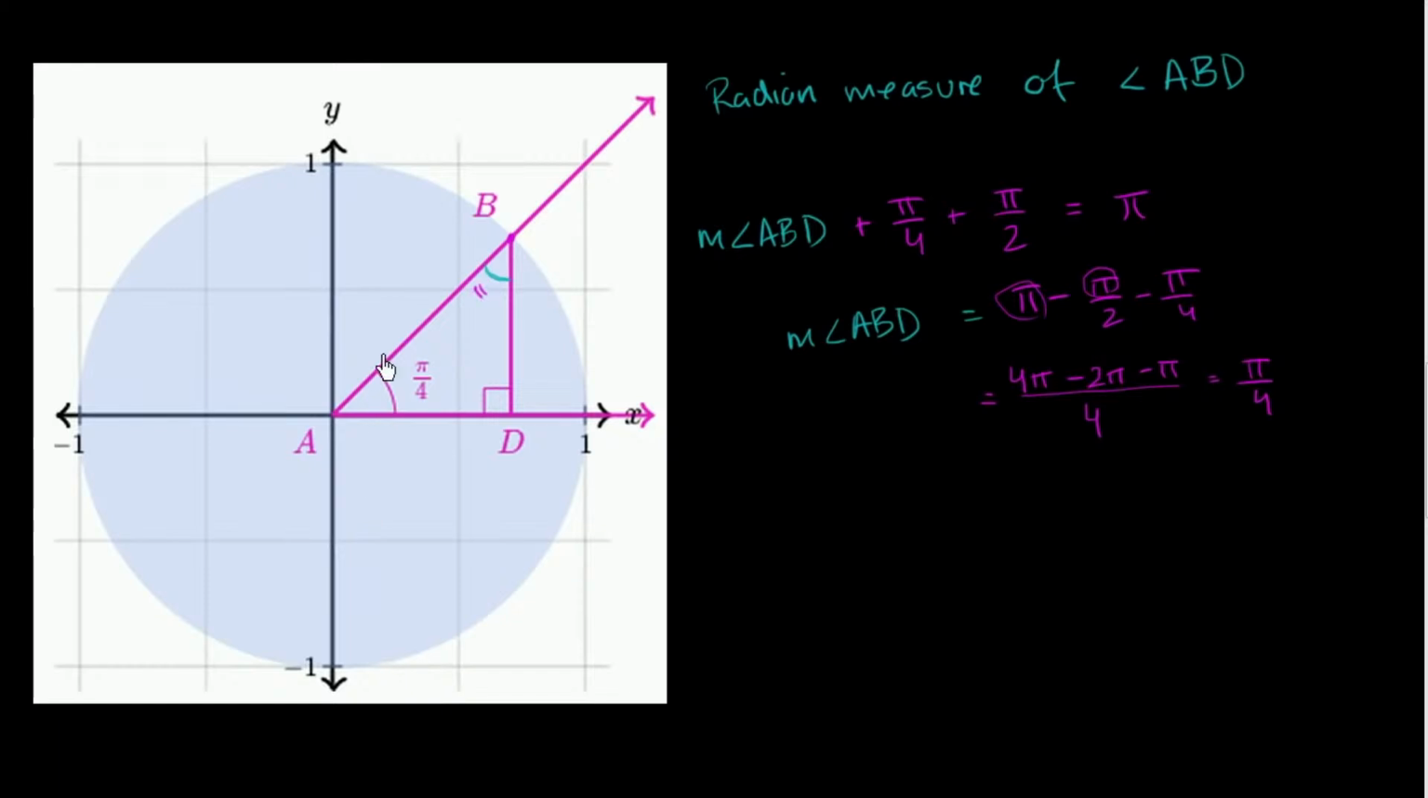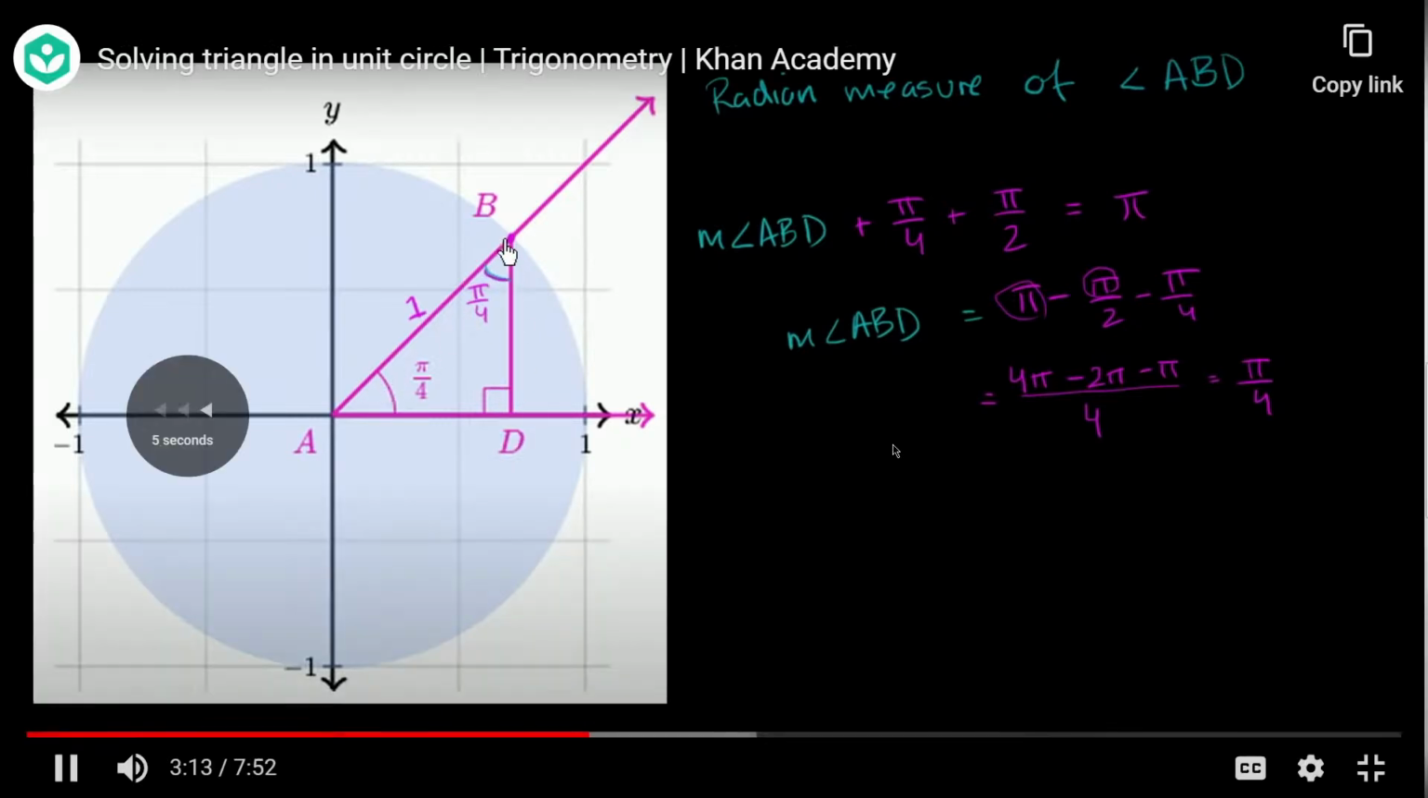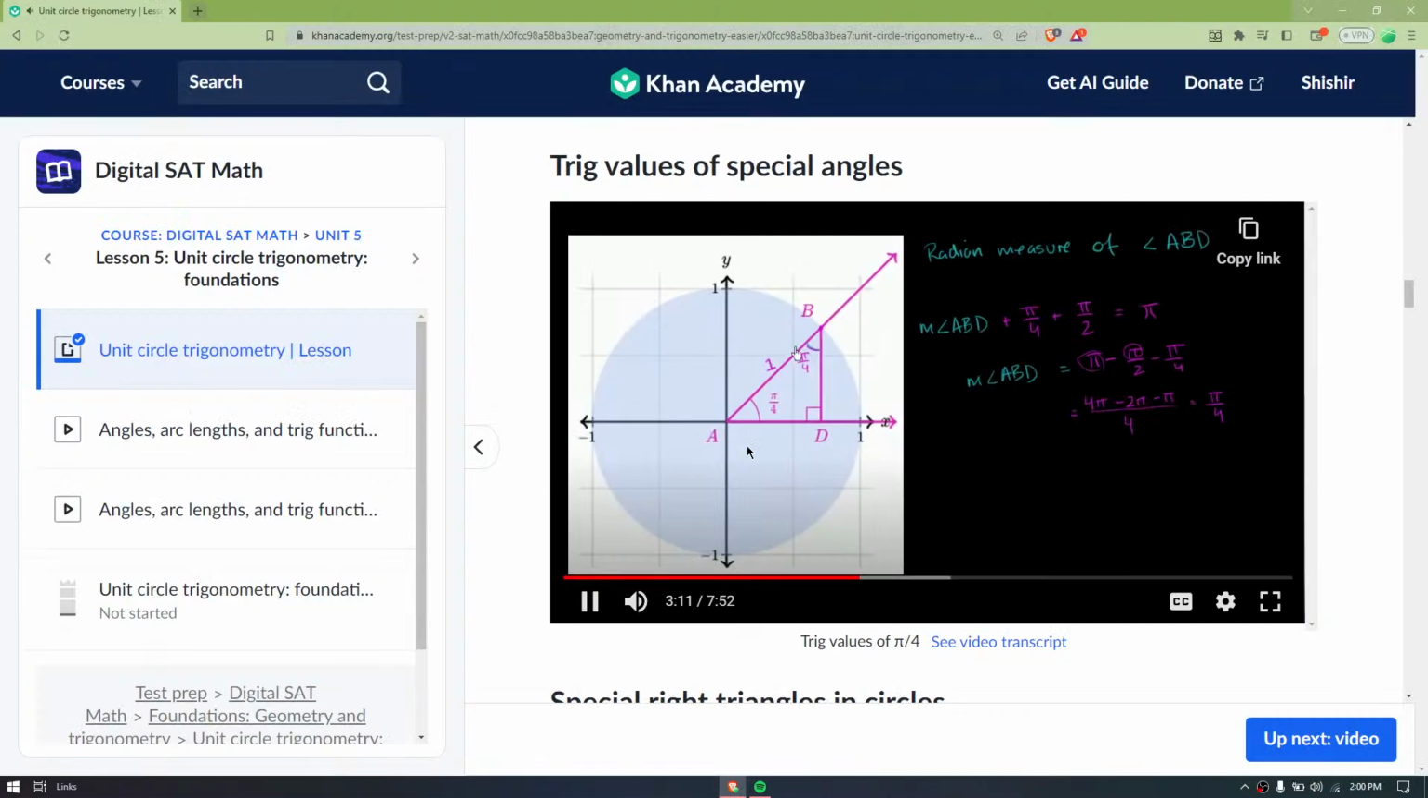Now, what does that help us with? So if we know that this is pi over 4, and that is pi over 4 radians, and once again, we know this is a unit circle, so we know the length of segment AB, which is the radius of the circle, is 1. What else do we know about this triangle? Can we figure out the lengths of segment AD and the length of segment DB?